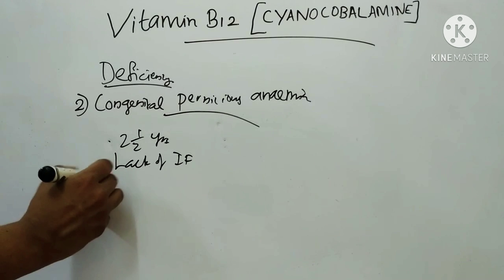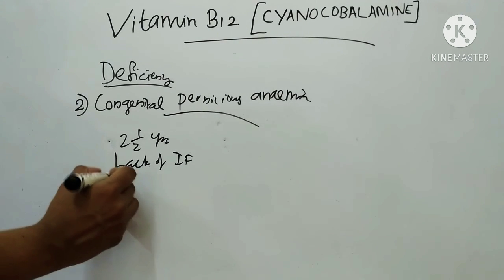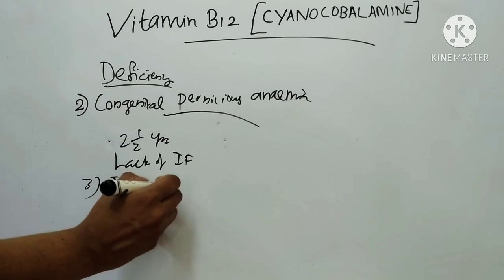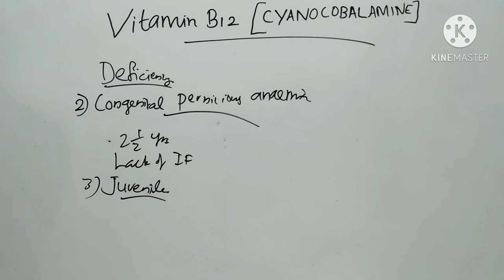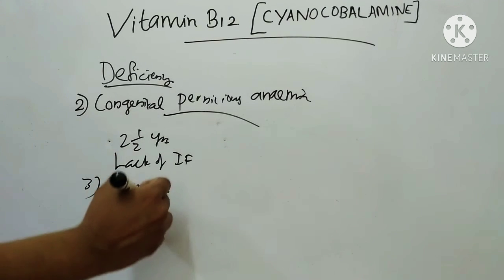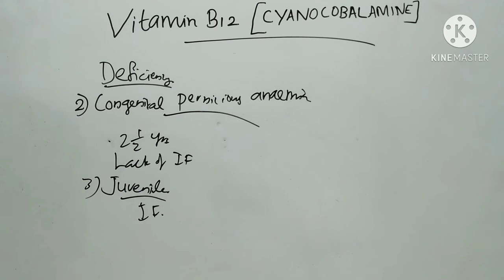Third one is juvenile pernicious anemia. It is due to failure of secretion of intrinsic factor. It is associated with achlorhydria and atrophic gastritis. Then absence of intrinsic factor or parietal cells is demonstrated. There will be failure to secrete this intrinsic factor.